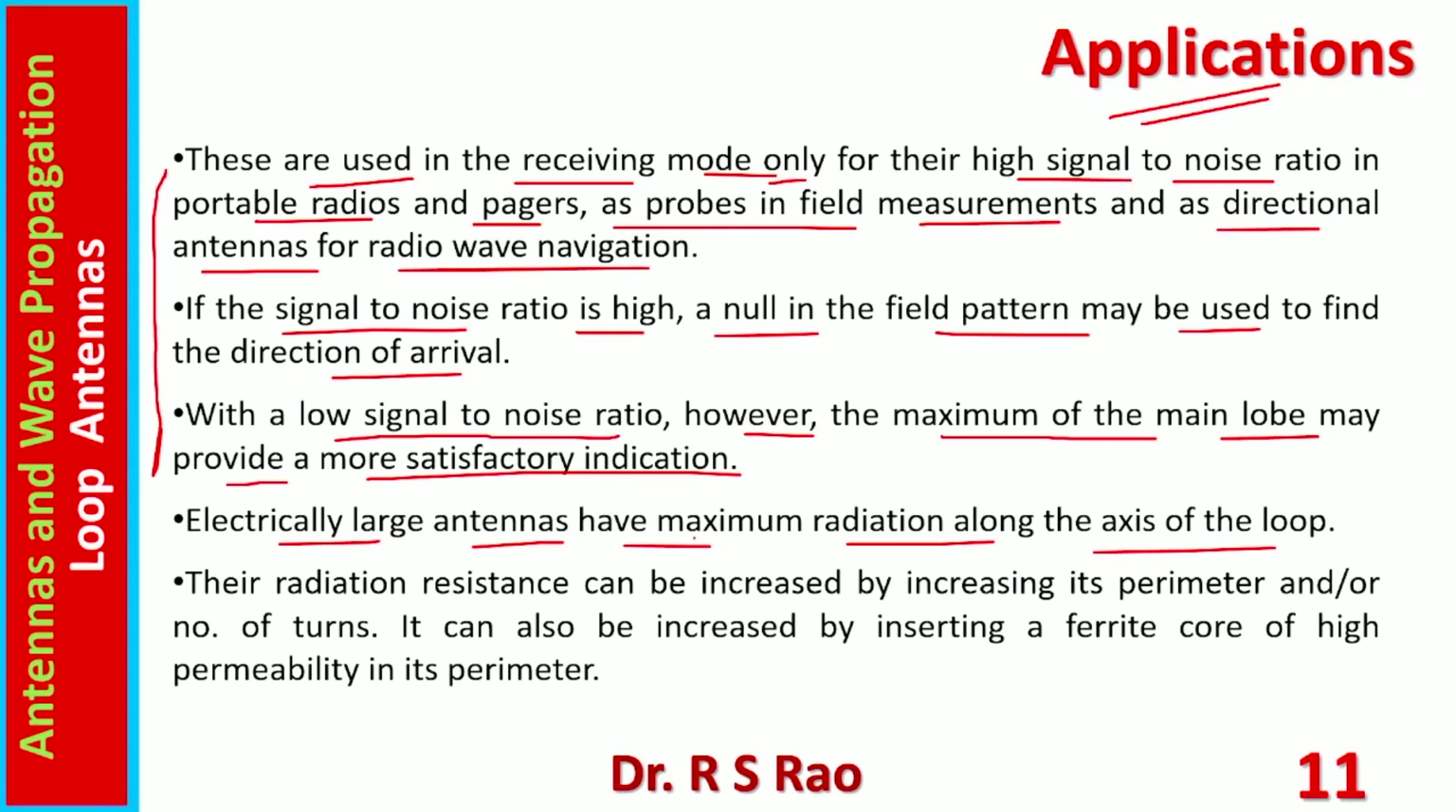Electrically large loop antennas have maximum radiation along the axis of the loop. Their radiation resistance can be increased by increasing the perimeter and/or the number of turns. It can also be increased by inserting a ferrite core of high permeability in the perimeter. This last point pertains to enhancing the radiation resistance, and it has already been covered in the previous slide, where it is said that ferrite core insertion into the loop enhances radiation resistance and radiating capability of the loop.